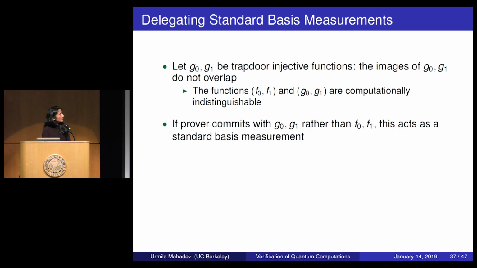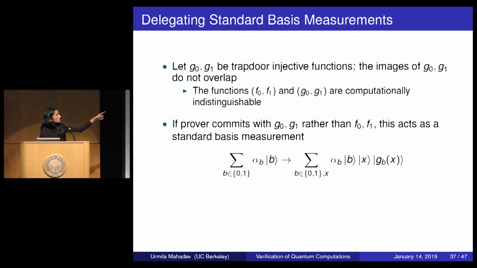Now the point is, if the prover commits with g0, g1 rather than f0, f1, this acts as a standard basis measurement. To see this, remember the commitment procedure. He took his state, appended it with a uniform superposition over the domain, and then applied the function in superposition. Now remember when that final register was f0, f1, then when it was measured, because each image had two pre-images, the superposition over B did not collapse. It was preserved, but now it was entangled with something. But now, since the images of g0 and g1 are disjoint, when that last register is measured, the superposition over B will collapse.